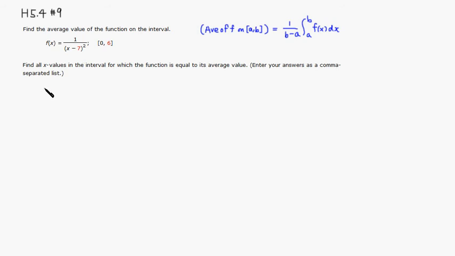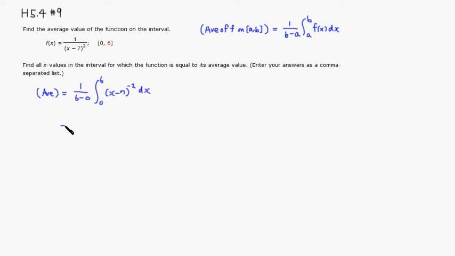So the average value is going to be equal to... the interval is from 0 to 6, so it's going to be 1 over 6 minus 0, so 1 over 6, times the integral from 0 to 6. Then you have a function. I don't like the way it's written. I don't like fractions, so I'm going to write it as a quantity, x minus 7 to the negative 2 power, dx.